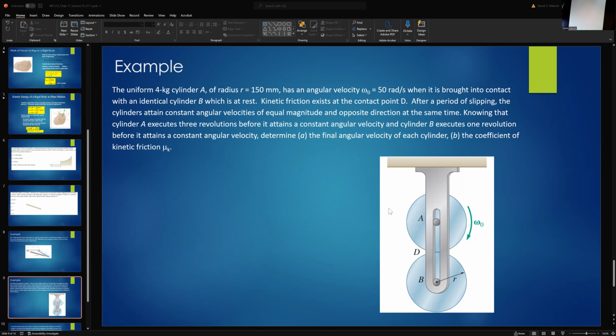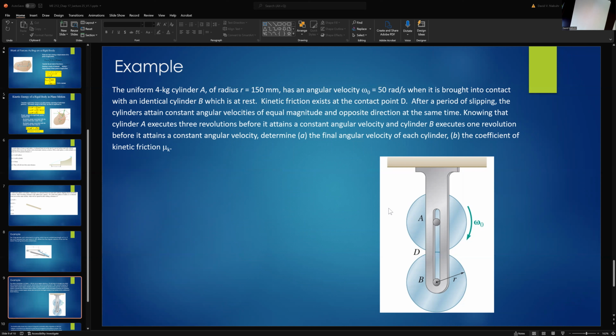Okay, so here we have a uniform cylinder, 4 kilogram cylinder A. It has a radius of 0.15, and it has an initial angular velocity of 50 radians per second. So imagine A is rotating, and then it slides against the identical cylinder B, which is at rest. So of course, initially there's going to be sliding, which we call slipping, whatever you want to say. And then they will attain a constant angular velocity that's equal, because it has to be if it's not slipping anymore, only in opposite directions, which follows because of the way they're rotating.